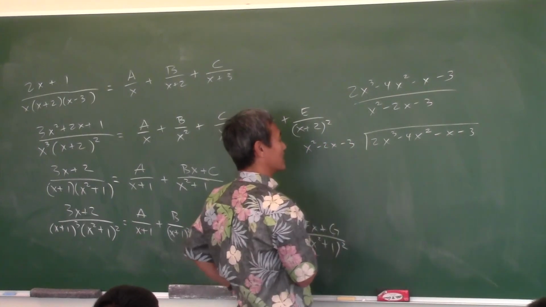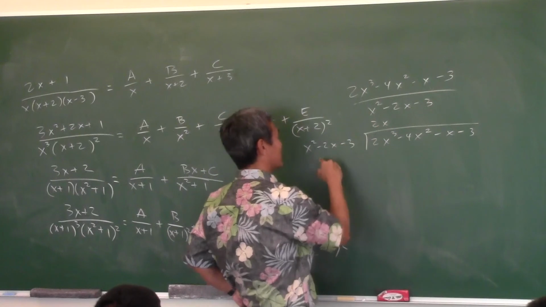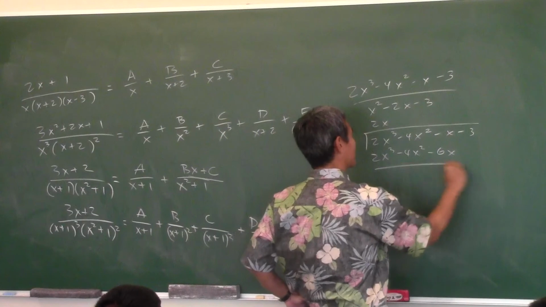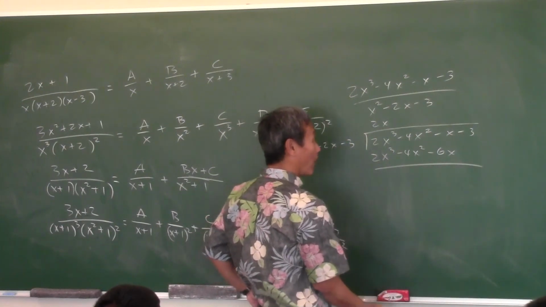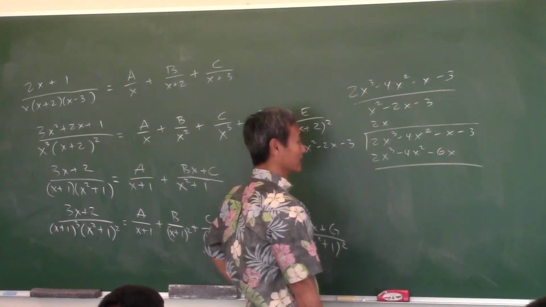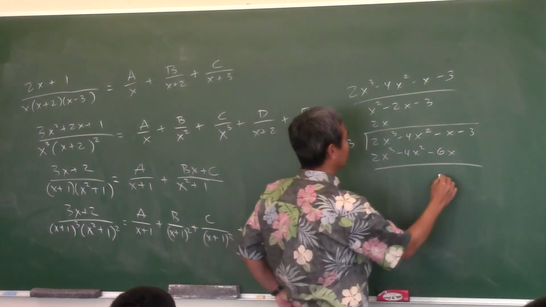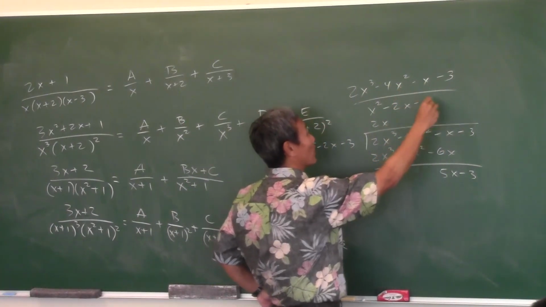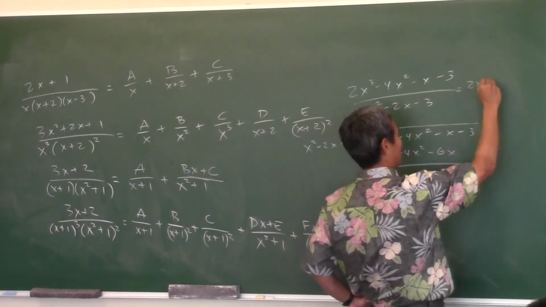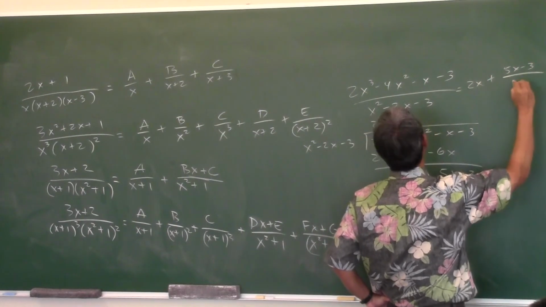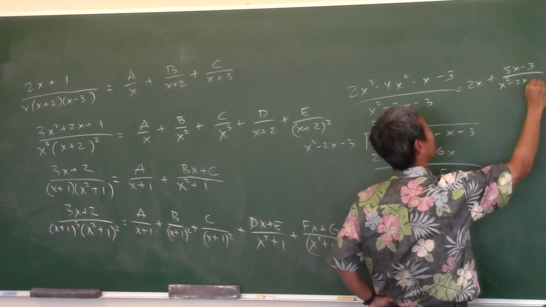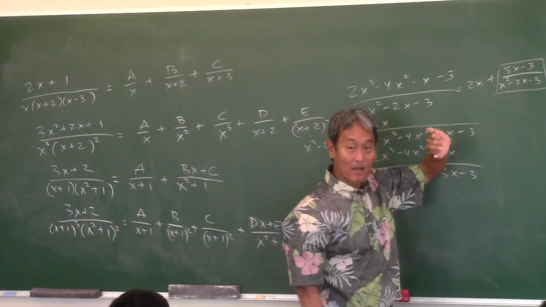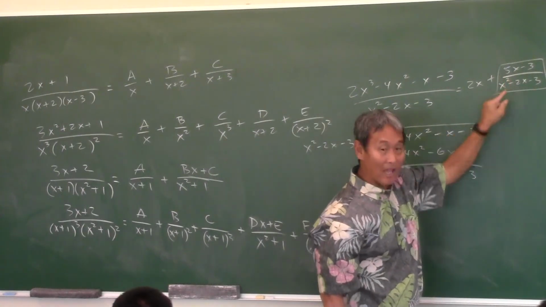X squared goes into that how many times? 2x, so multiply times the divisor. 2x cubed minus 4x squared minus 6x. Subtract. We're subtracting, so negative, sorry, 5x. 5x minus 3. So if you divide this by this, what do you get? You get the quotient plus the remainder over the divisor. Now, do you see this remainder part? See how the degree of the top is smaller than the bottom now? Now we can do partial fractions on that.